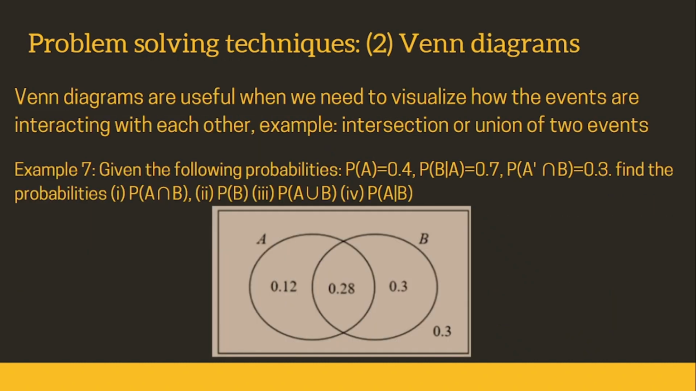Then the next part is about Venn diagrams. Venn diagrams are useful when you need to visualize how the events are interacting with each other. This can be good if there's an intersection or union of 2 events. So an example is: given the following probabilities, probability of A is 0.4, probability of B given A is 0.7, and the probability of A intersecting with B is 0.3 outside of A. Find the probability of A intersecting B, probability of B, probability of A union B, and probability of A given B.